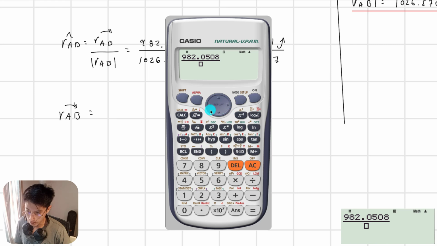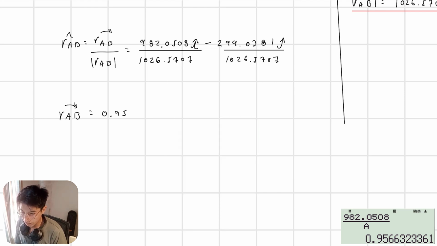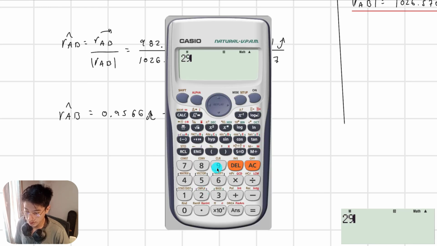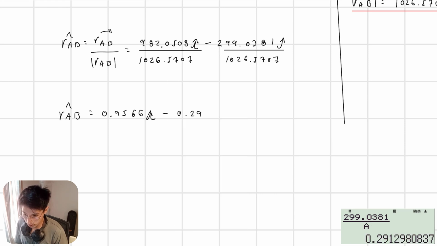Now, 982.0508 divided by A is 0.9566 along the I direction. I'm sorry, this is not a vector, this is a unit vector. Minus 299.0381 divided by, once again, A is equal to 0.2912 on the J direction.